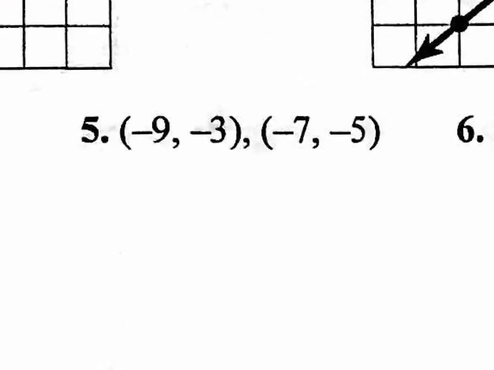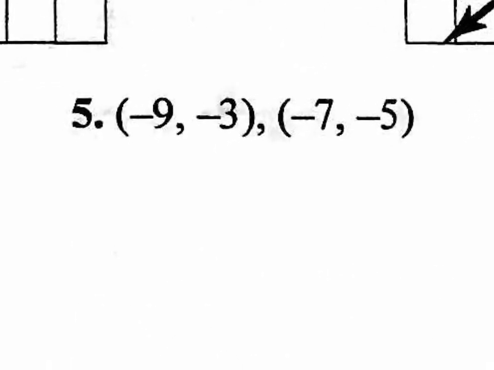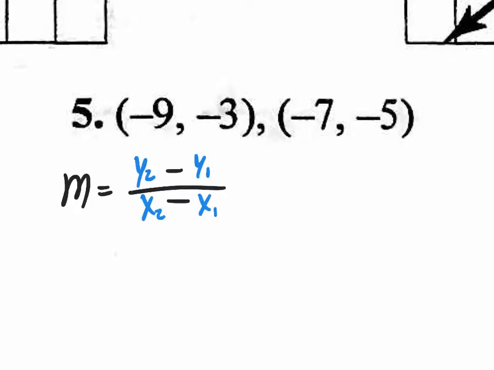5. Okay, so there is a line that passes through -9, -3, and that same line also passes through -7, -5. So you could actually draw it if you wanted to, see the line, and then count how much you rise and how much you run. But the easier thing to do is to use algebra. So I'm going to first write down my slope formula. That's my slope formula. Second thing I'm going to do is label the coordinates.